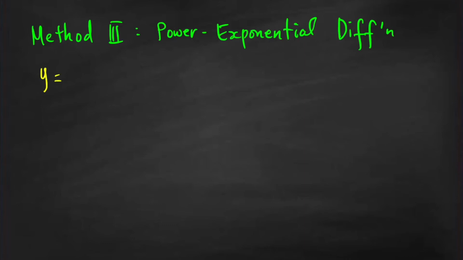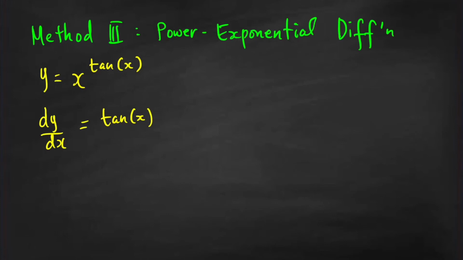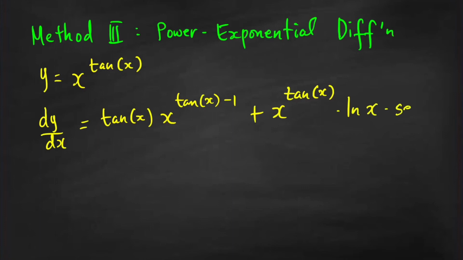We're given y equal to x raised to tangent of x. So from this one, you can immediately find the dy over dx, which is equal to tangent of x, x raised to tangent of x minus 1, and then plus x raised to tangent of x times ln of x times secant squared x. Now, how did I get this answer?